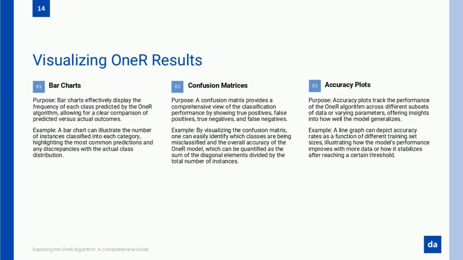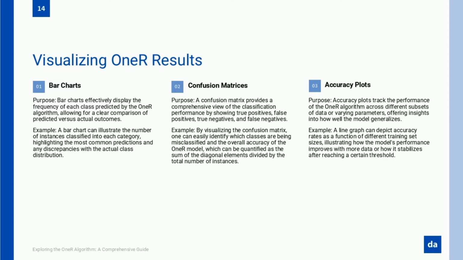Another powerful visualization tool is the confusion matrix. A confusion matrix provides a clear breakdown of classification performance by showing the number of true positives, false positives, true negatives, and false negatives. By visualizing this matrix, it becomes easier to spot where the model is making mistakes and whether those mistakes are occurring more frequently in certain categories. For example, if the model is predicting too many false positives, it might indicate that the chosen predictor is not fully capturing the nuances of the dataset. Accuracy plots also offer valuable insights.